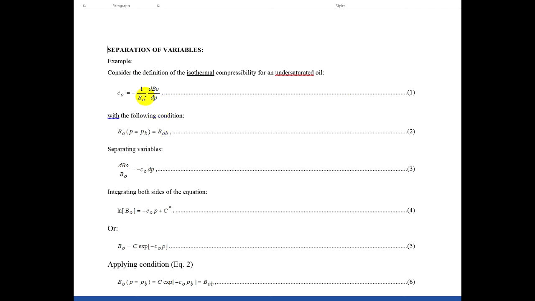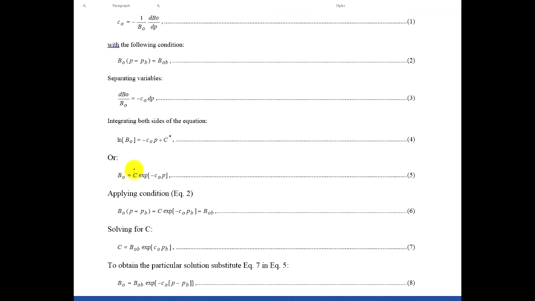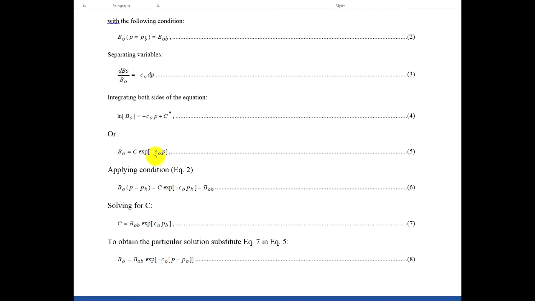This is subject to the condition that when the pressure is equal to the bubble pressure, this volume is going to be equal to some reference volume, in this case the volume at the bubble point. Separating variables, we get this expression. After integrating on both sides of this equation, we get the natural logarithm of the factor volume equal to the compressibility multiplied by the pressure plus some constant. Or if we express it in terms of the exponential function, we get this expression.